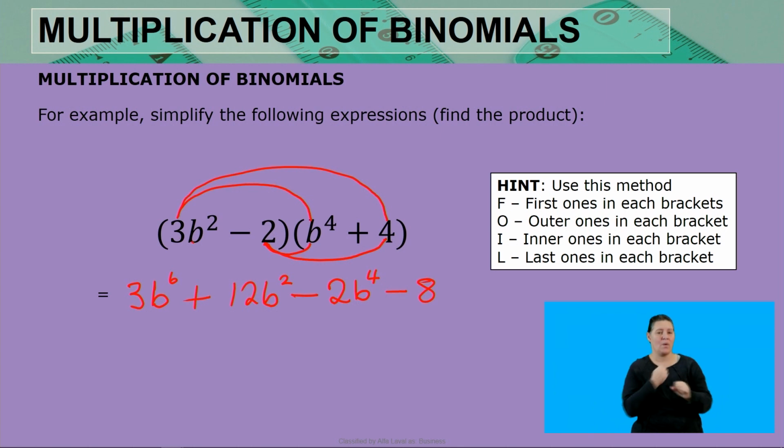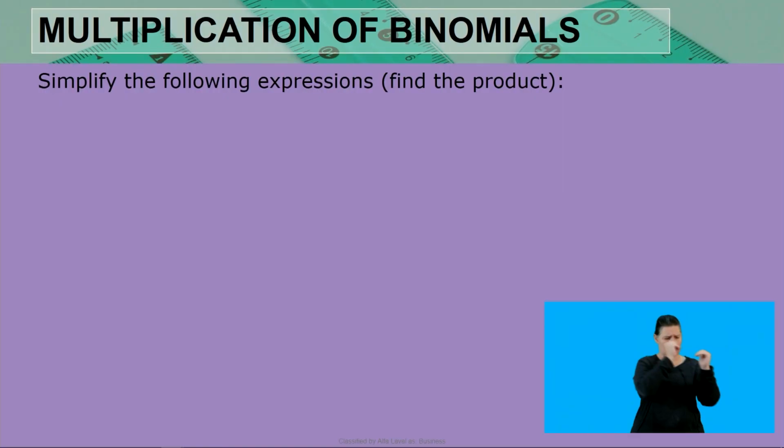And that's how we've multiplied our two binomials, by multiplying the first ones, the outer ones, the inner ones, and the last ones, just to make sure that you've multiplied each term there. Let's look at more examples just to check if we really understand how to multiply these binomials. Let's simplify the following expressions, that is to find the product.